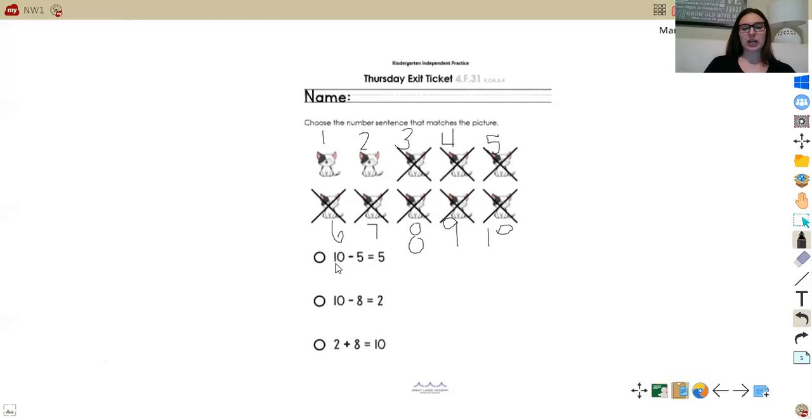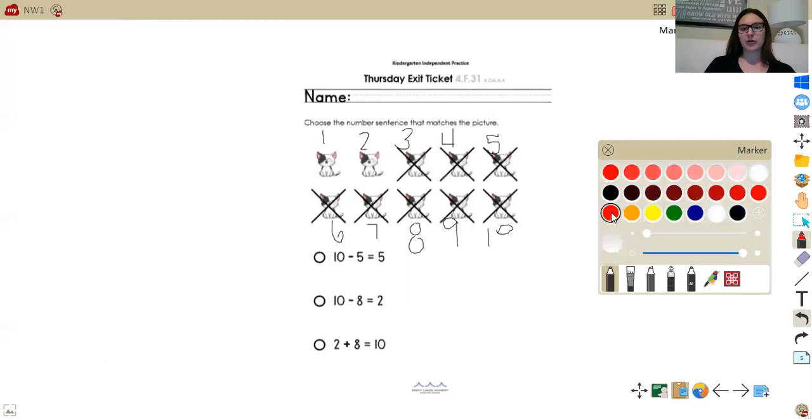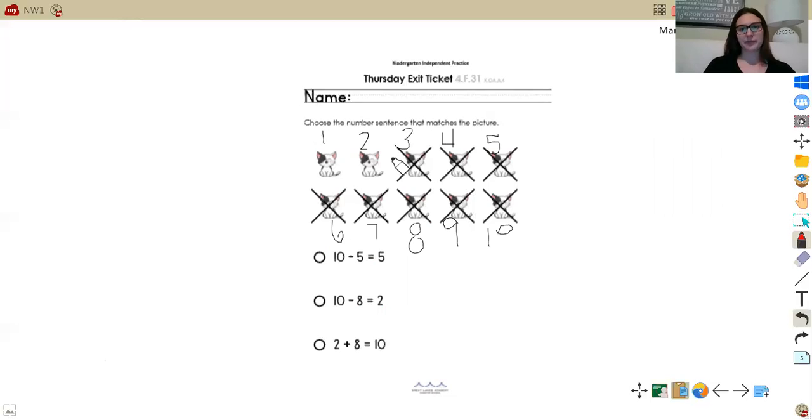So let's go ahead and look. I see 10 and 10 and 2, but I also notice that this is an addition problem. So this I know is not going to be an option. Now, let's see how many we crossed off. I'm going to go with red so you can see, and I'm going to start counting to see how many we took away. 1, 2, 3, 4, 5, 6, 7, 8. So I see that we crossed out or took away 8.